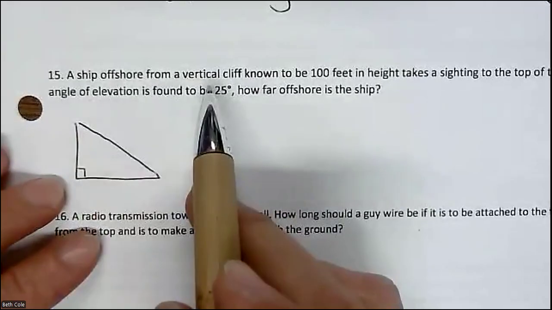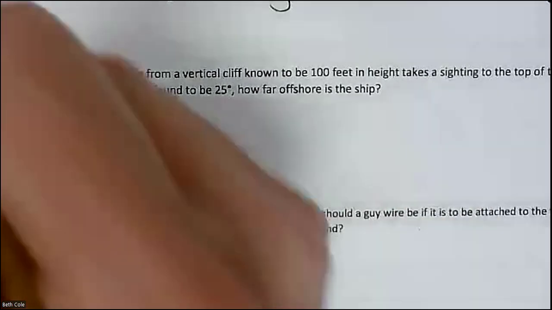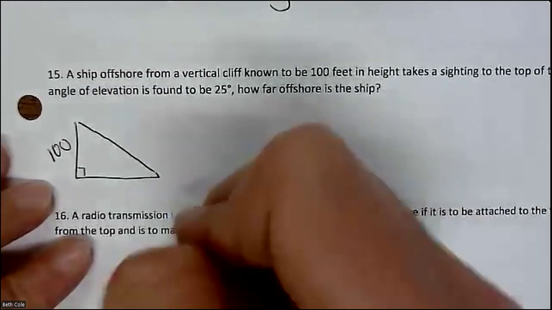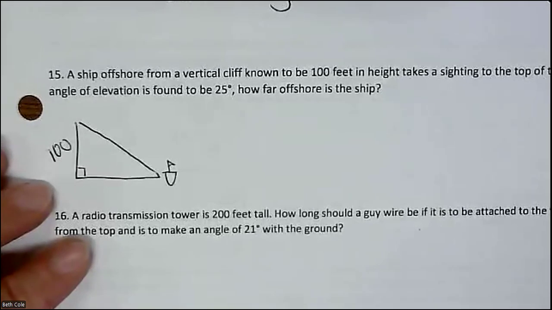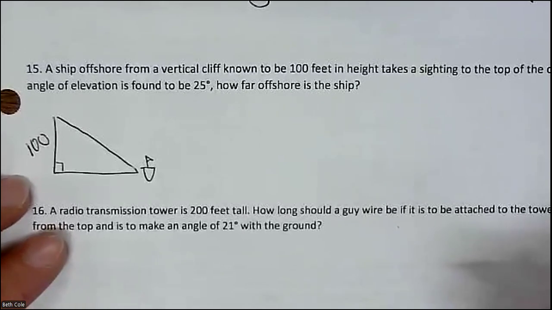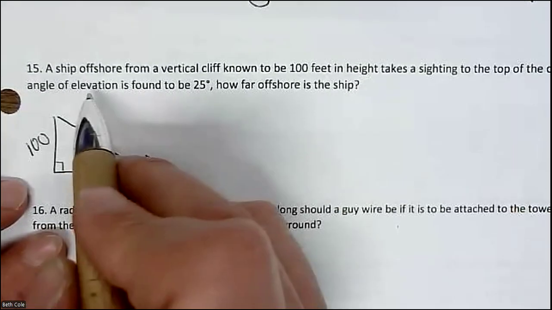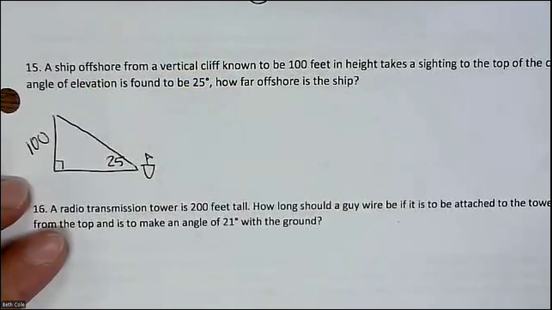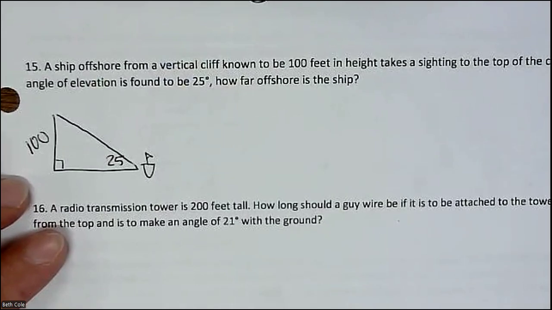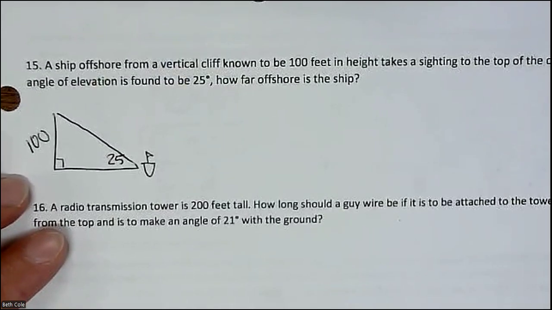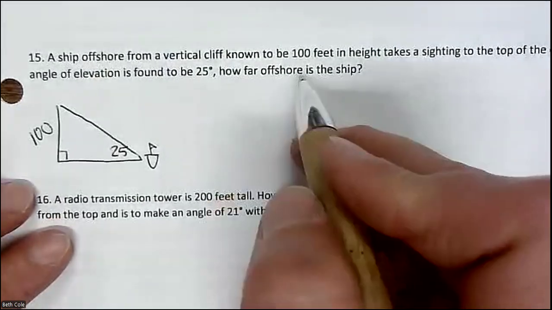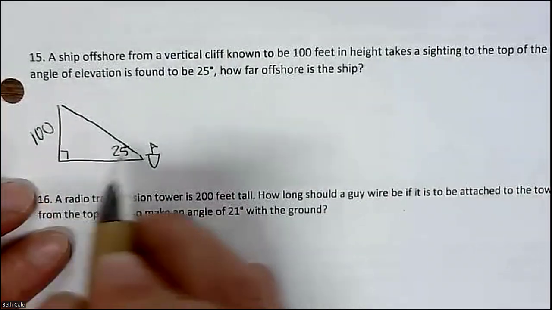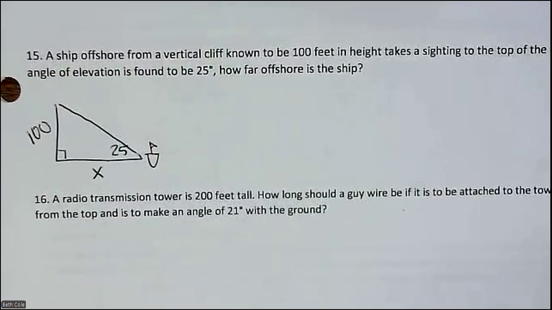A ship is offshore from a vertical cliff known to be 100 feet high. So the 100 goes here, that's the cliff. This is the boat if you want to draw one. I'm not going to be able to draw a picture for all of these because I am not an artist, okay? You got to have an imagination. Your angle of elevation is 25. I don't care if it says elevation or depression. You put that angle at the bottom of the triangle. Do you understand me? They're the same thing and it doesn't matter. Put it at the bottom of the triangle. All right. How far, so this is our X, offshore is the ship. So X goes there.